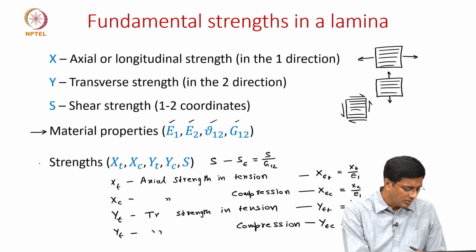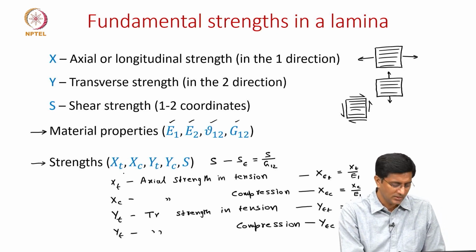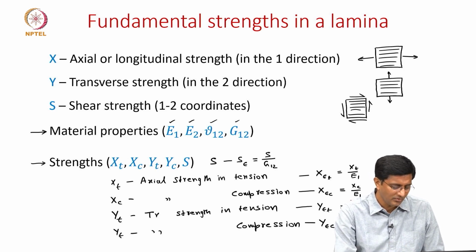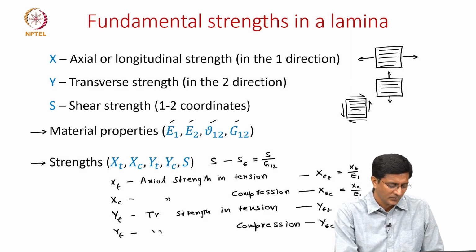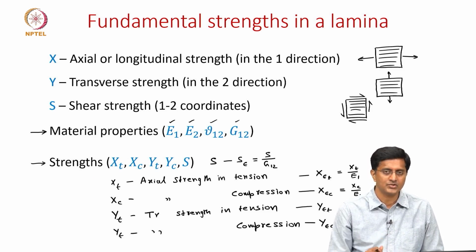and G12. But for strengths, we will define it with 5 strengths, which are XT and XC, standing for the axial strengths in tension and compression, YT, YC for transverse strength in tension and compression, and lastly S for shear strength. And for all these 5 strengths, we have the corresponding failure strains given as x epsilon t and so on and so forth.